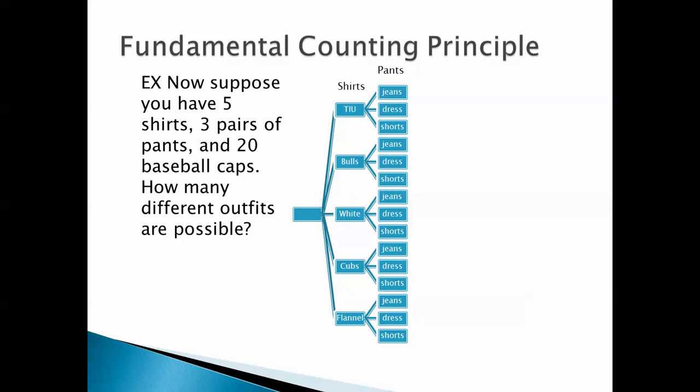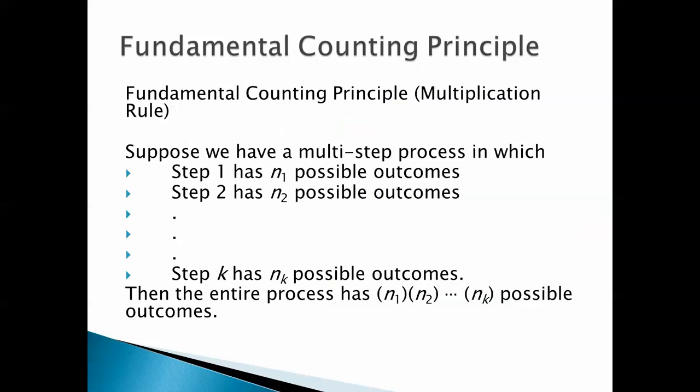Now suppose you have 5 shirts, 3 pairs of pants, and 20 baseball caps. How many different outfits are possible? Well, the answer is no longer 5 times 3. Oh my goodness! You are just rolling in the outfits. You have 5 times 3 times 20. In other words, 300 outfits.